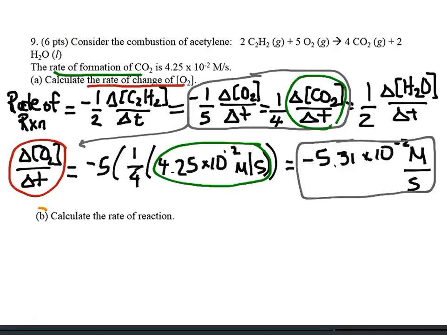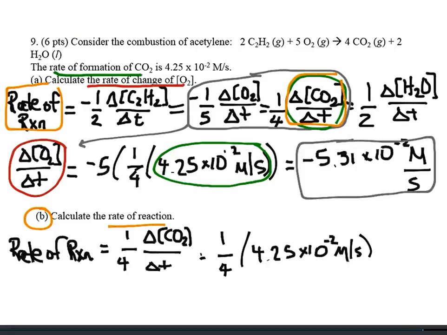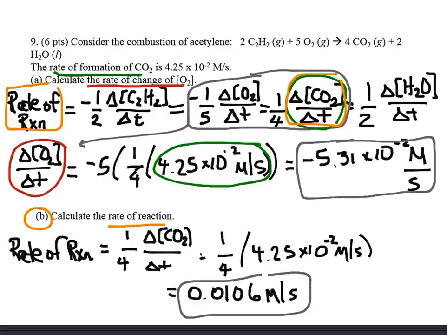Now the lower part, part B, is calculate the rate of reaction. Rate of reaction is in my related rates expression. A lot of people forget that that's how the related rates expression begins. So whenever you see rate in any kind of table anywhere, that means this rate of reaction. The rate of reaction is always normalized to be the same value regardless of which of these reaction components you have monitored. So the rate of reaction is simply 1/4 delta CO2 over delta T, and so you just take that number, divide by 4, and you get 0.0106 molar per second. It has 3 sig figs, just like the 4.25 times 10 to the minus 2 number.